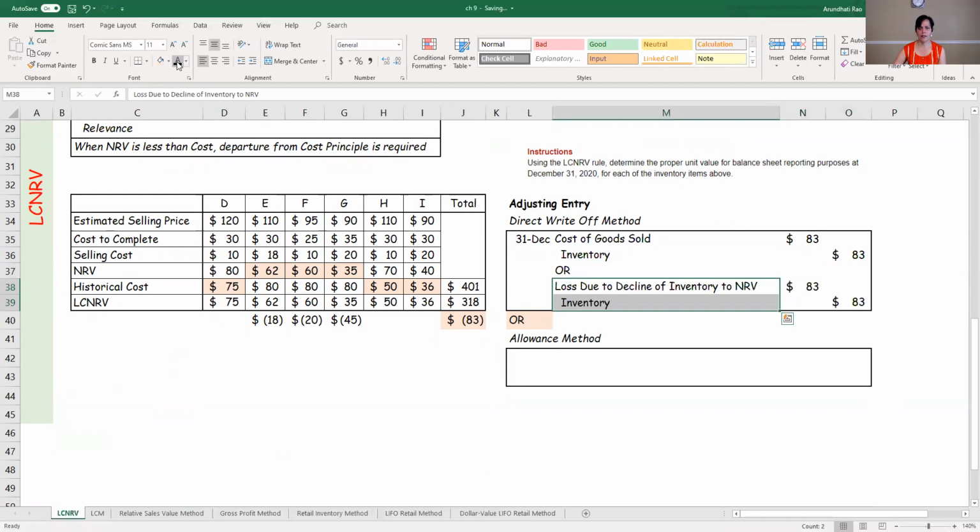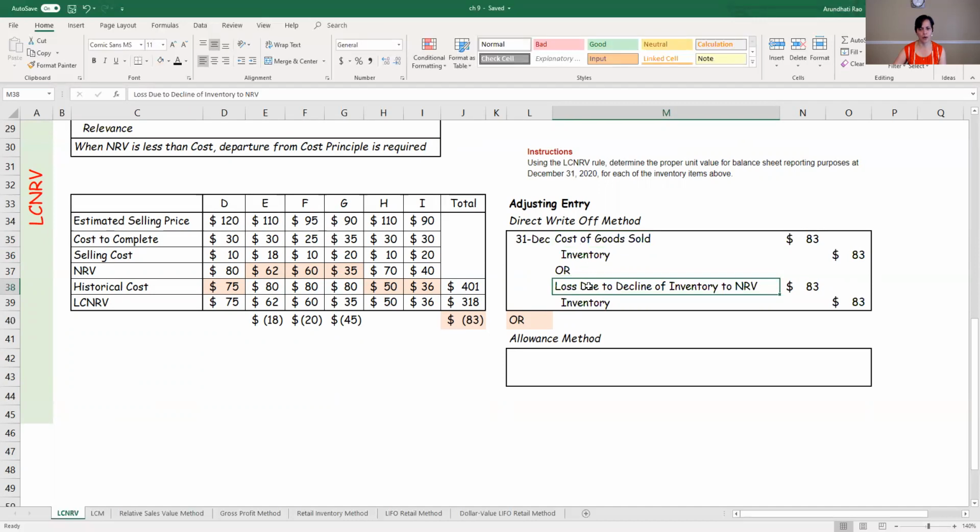I could, inventory is credited in both cases, debit loss due to decline of inventory to net realizable value. And I write this as a separate line item. What's the difference between these two approaches? In this approach, it goes to cost of goods sold. It's going to lower the gross profit in the current period. This one still goes into the income statement, but it doesn't affect your gross profit number.